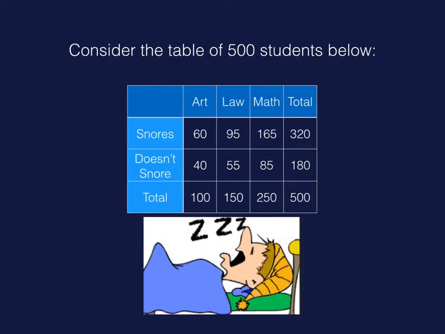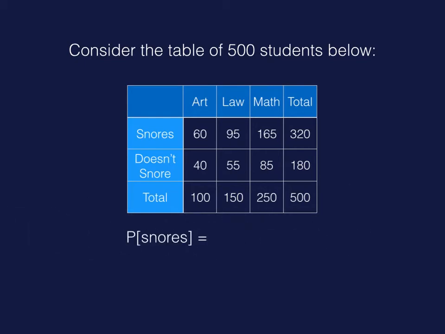So let's consider this table of 500 students. Some of them snore, some of them don't. They study 3 different topics: art, law, and math. So let's ask some questions about these students. So let's first ask, what is the probability of a randomly chosen student snoring? So out of all the 500 students, I'm going to focus on the marginal distribution of snoring, which is that column total right there. So out of 500 students, 320 snore, and that simplifies down to 16 out of 25.